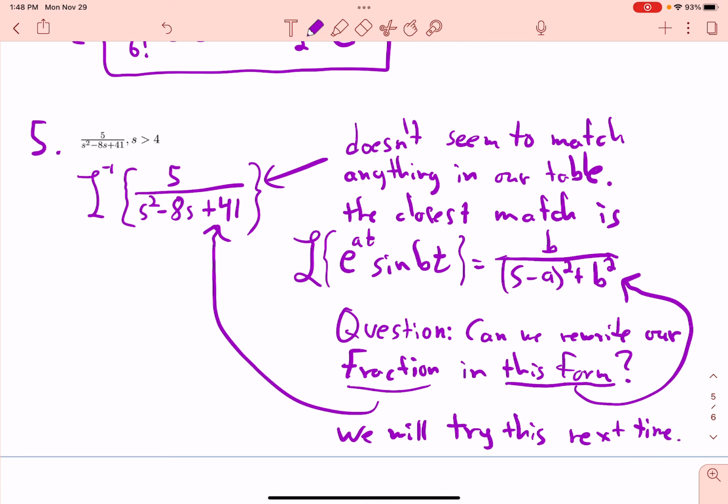This is one of those cases where we might be able to rewrite this, but that rewriting is going to take a little bit more algebra, and we're going to talk through the strategies for it. This would be our best bet of how to rewrite it.